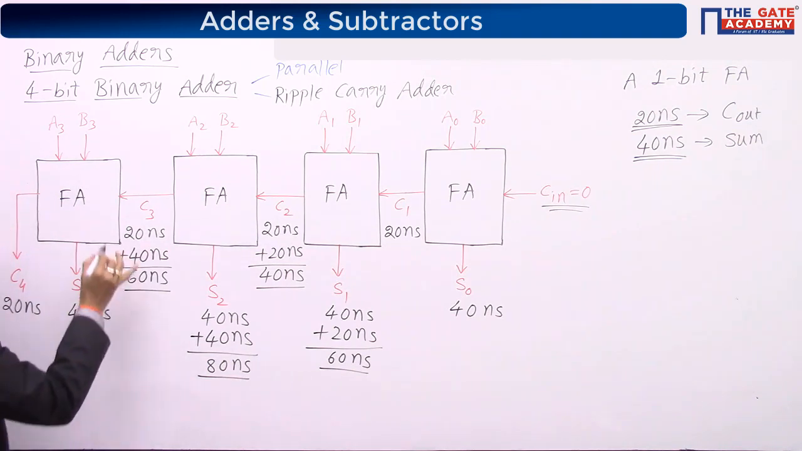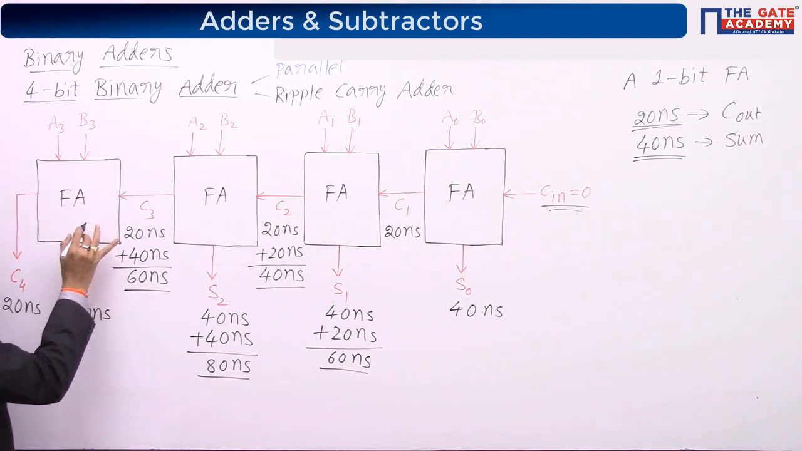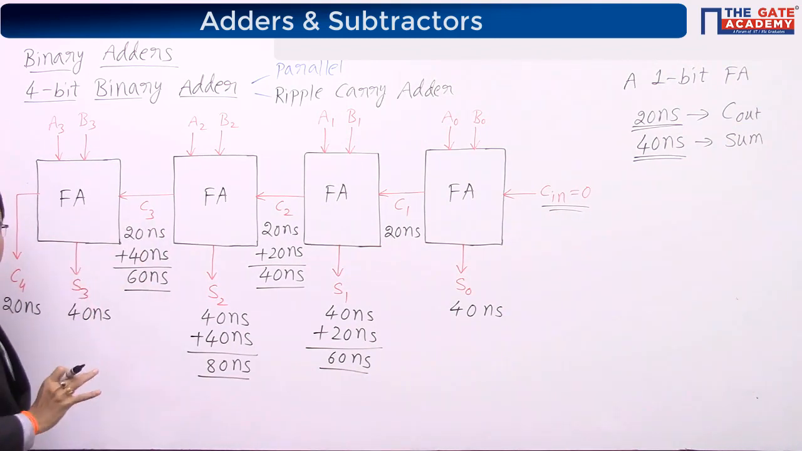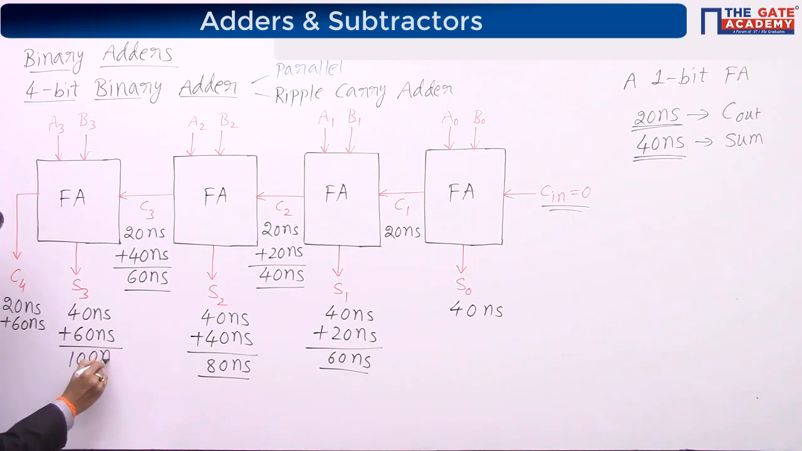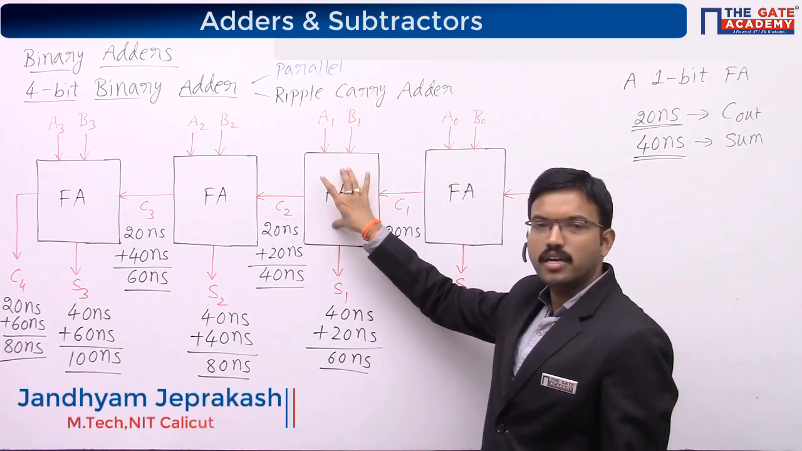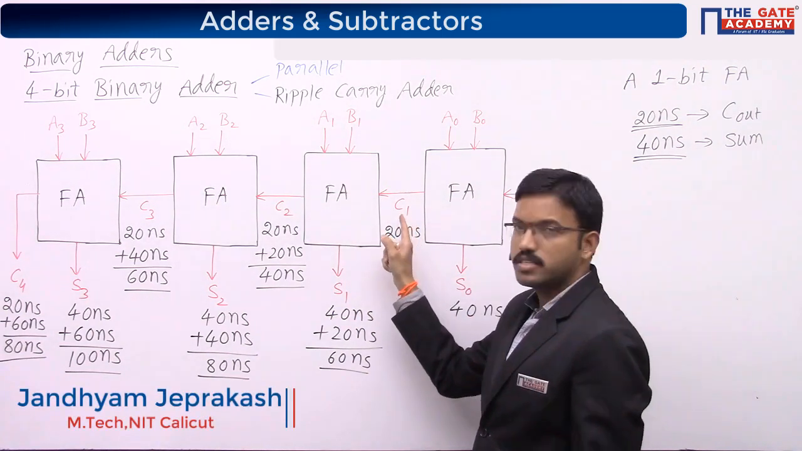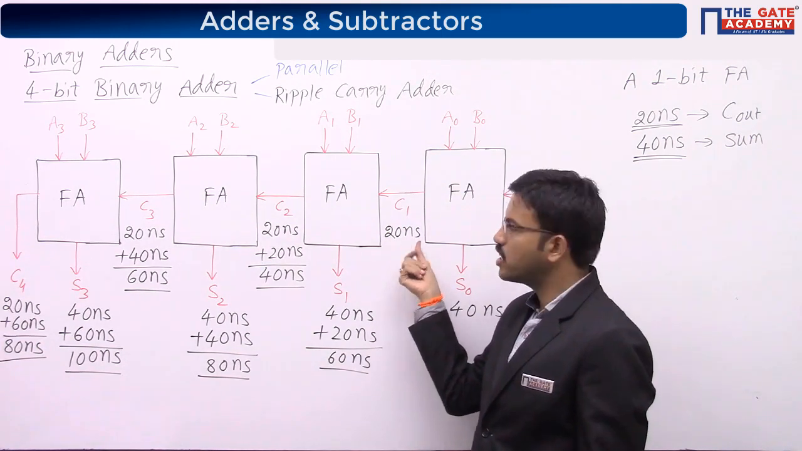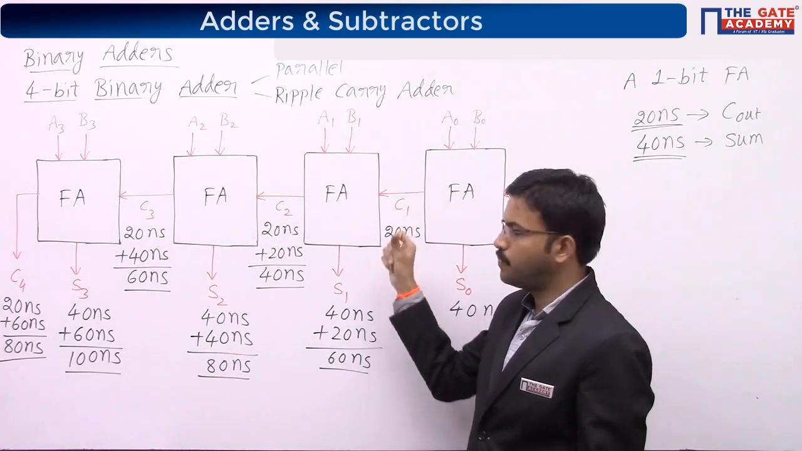Now, similarly, this particular full adder has to perform the addition after getting this carry. This carry is coming at 60 nanoseconds. So I will consider that one. 40 plus 60 is 100. Here it is 80. How C2 is 40? See, this particular full adder has to perform the addition after getting this carry. Okay, this carry is coming at 20 nanoseconds. So we have to consider that particular carry, right?